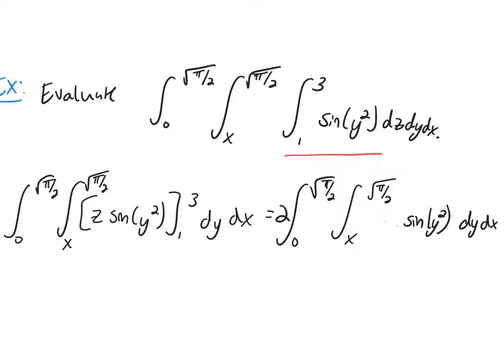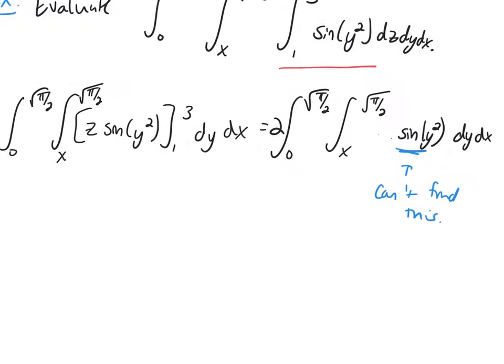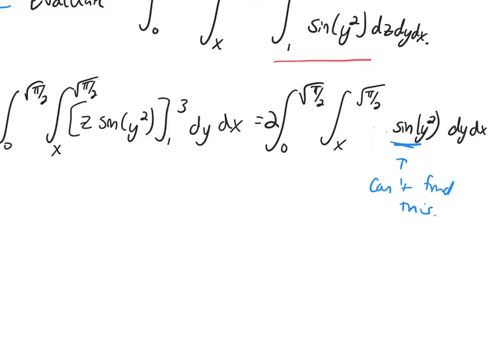And now you need to integrate sine of y squared. And we don't know how to do that. So we're stuck. We can't find this. So what that means is, in particular, we're going to need to change the order of integration.